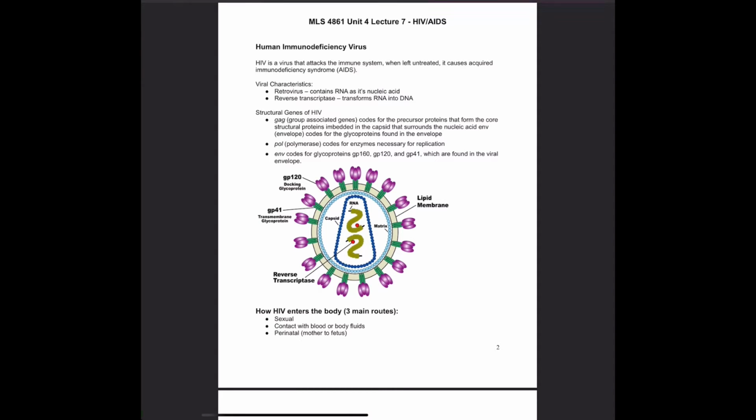HIV enters the body through three main routes: sexual, contact with blood or body fluids, or from mother to fetus.